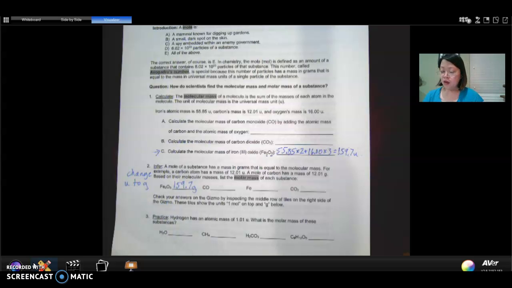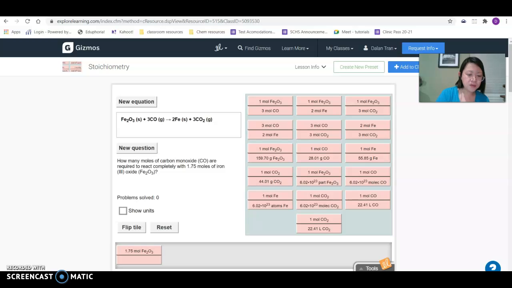So just double checking our answers in the gizmo. Let's look at that simulation. So according to this, 1 mole of Fe2O3 is equal to 159.7 grams of Fe2O3. So that's right.